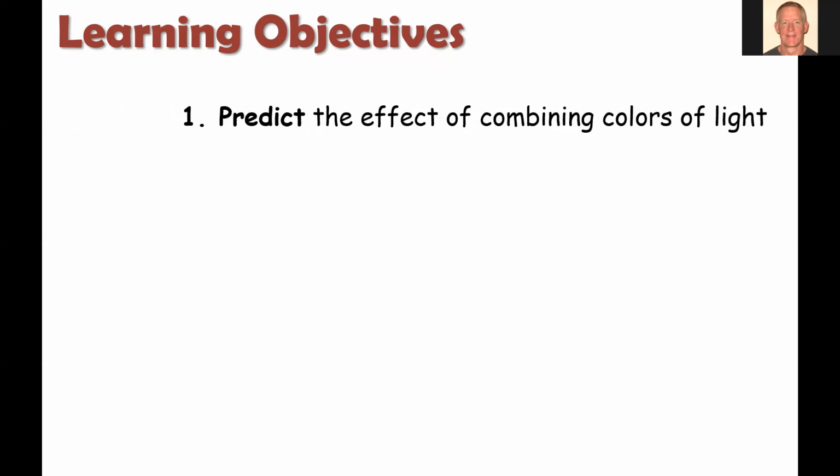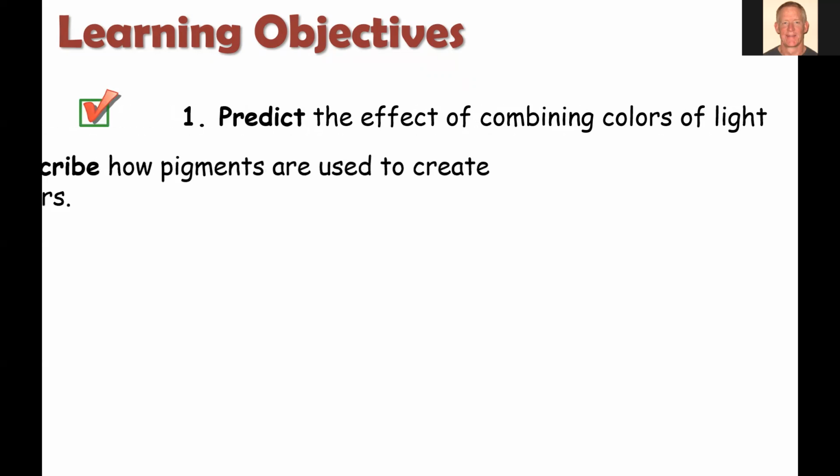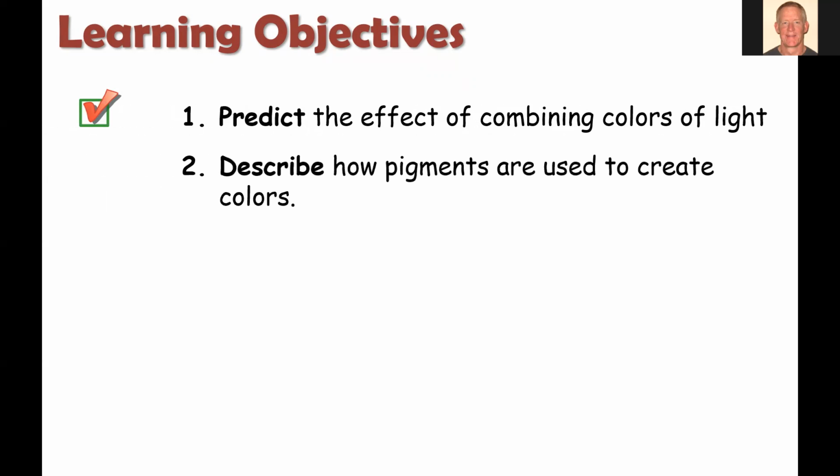All right, so that's it. A short lesson, but important concepts, particularly about how pigments work. Remember, pigments absorb certain light, and then the remaining colors will be reflected. So we know how to predict the effect of combining lights or color addition, and we know how to describe how pigments work, sometimes known as color subtraction, because we're subtracting out the colors that they absorb. All right, that's it.